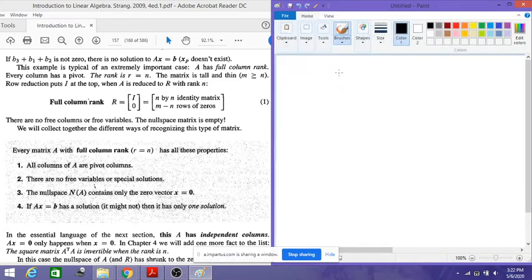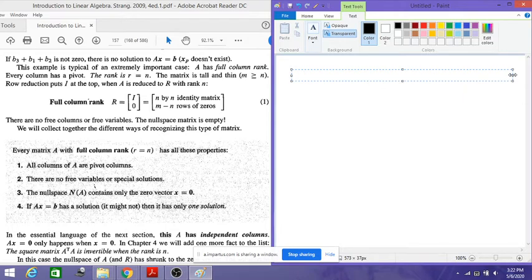Okay, so let me take a new page and write the properties here. So every matrix A with full column rank, that means R is equal to N. So what is the R value here? What is the rank of the matrix? The rank of the matrix from the previous example is 2, because the number of pivot columns is 2, so that defines the rank of the matrix, and the number of columns is also 2, therefore R is equal to N, it has certain properties.